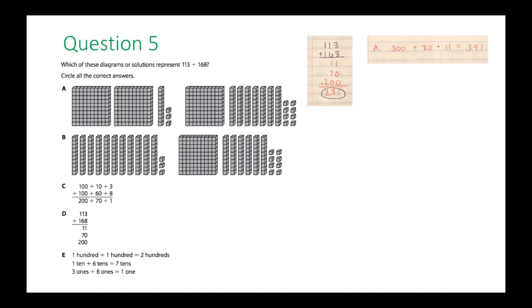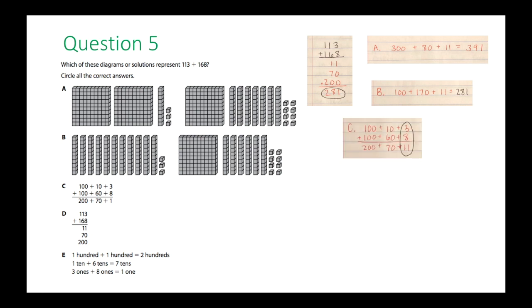All right, let's take a look at B. And I did it a very similar way. We have the 100 here, and we have 170 in our tens place, and then we have 11 ones. So when I added it up, I got a total of 281. So B would be a correct answer.